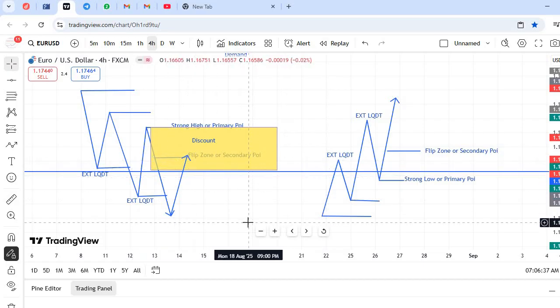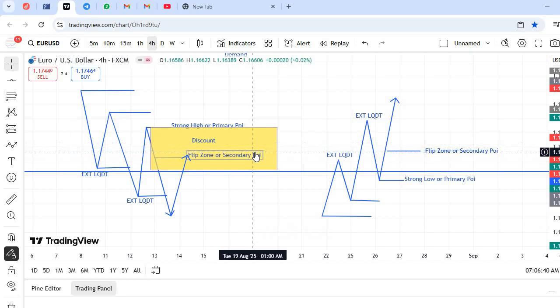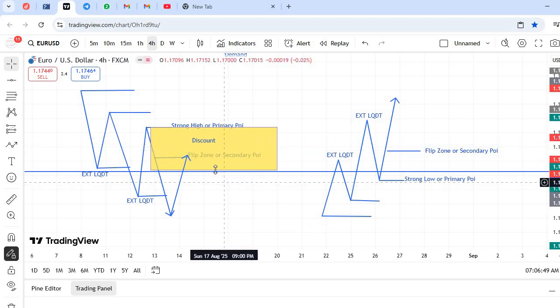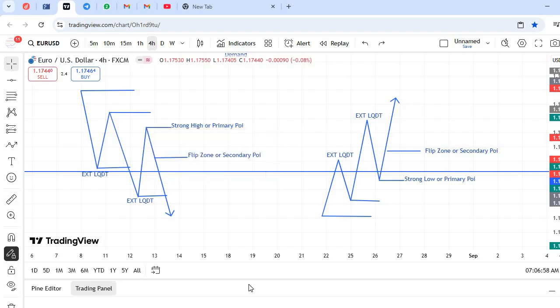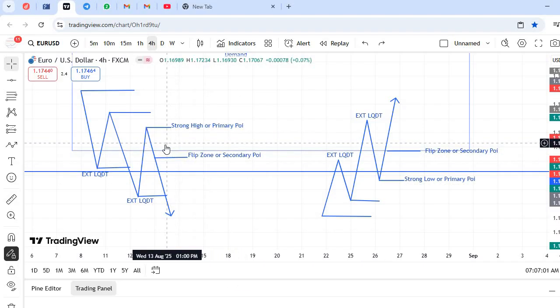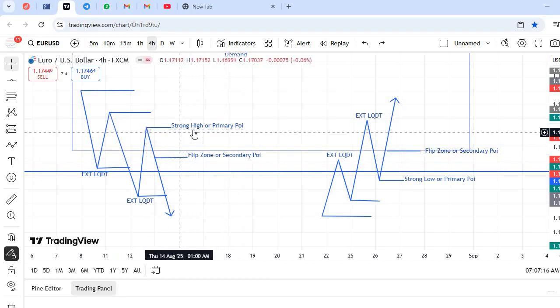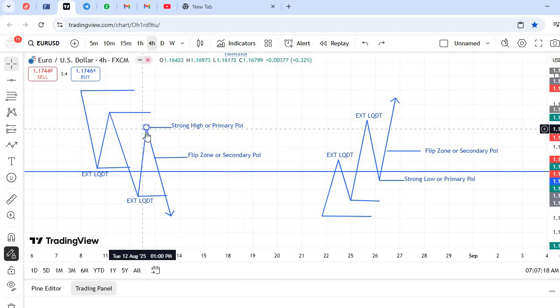and also your strong high or your primary POI. So now, what you want to do is anticipate two zones ahead, two zones that have crossed the 50% Fibonacci 2 level. Now this is the 50%, and this is the first zone, which is the flip zone. Now this is the last high.